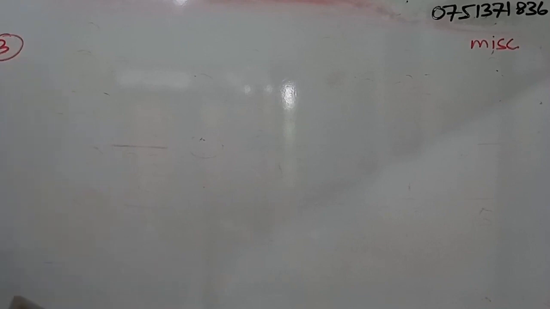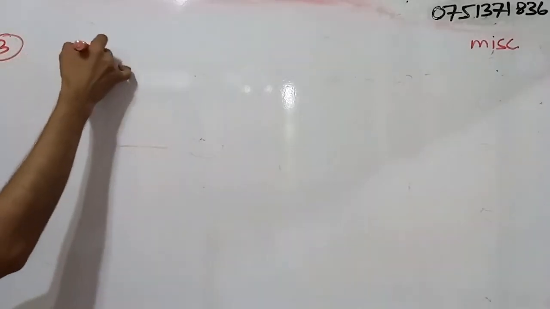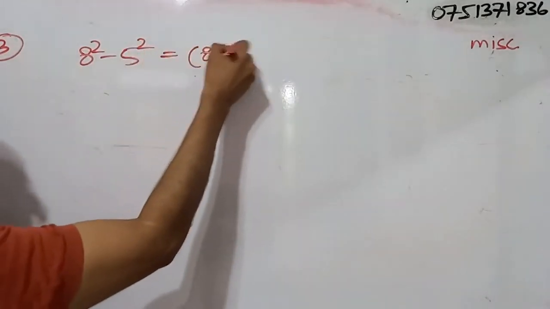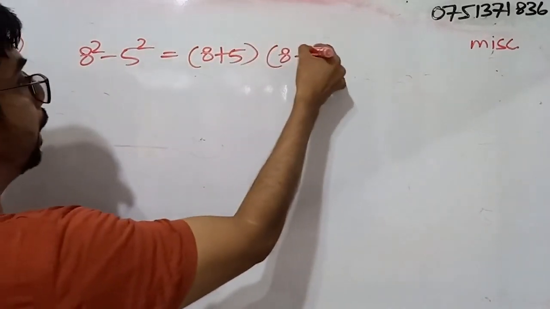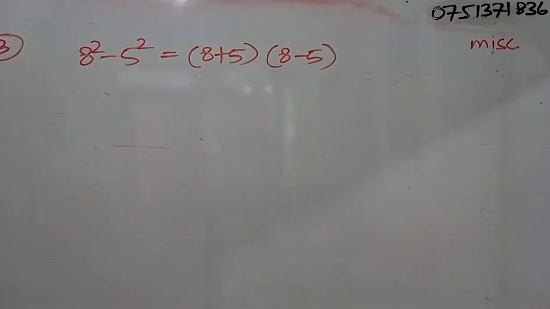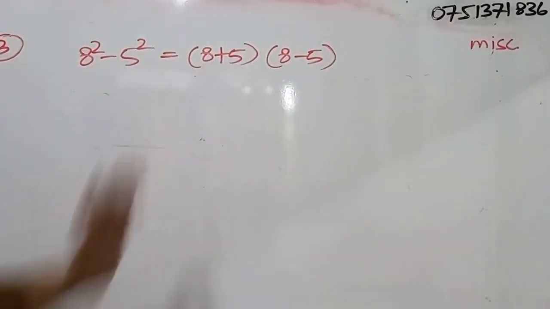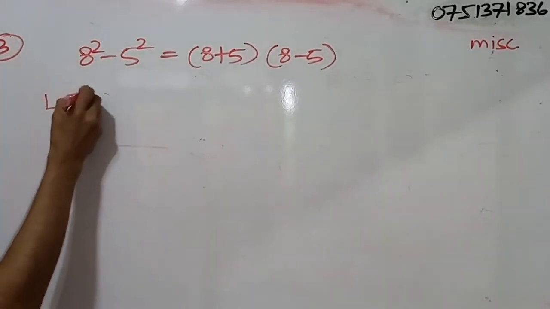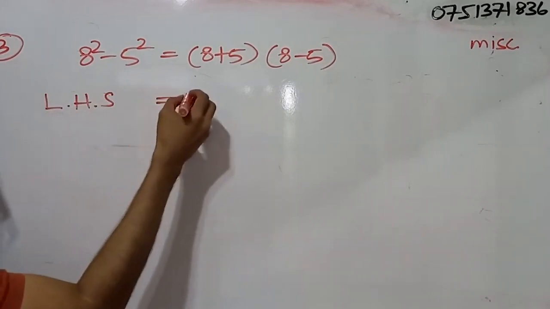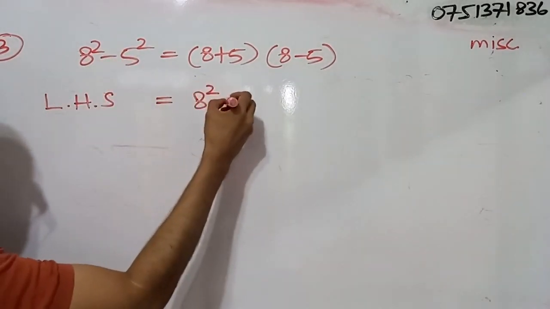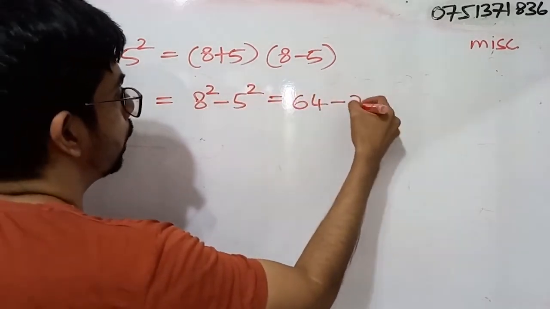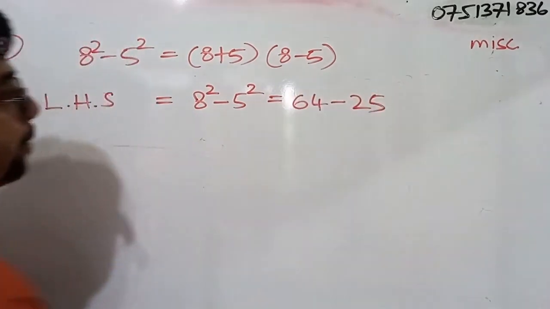Question number 3. Show that 8 squared minus 5 squared is equal to 8 plus 5 times 8 minus 5. And show the same relationship for another pair of perfect squares. This is the left hand side, this is the right hand side. Okay, so we will simplify the left hand side. So LHS, that means left hand side, right? So 8 squared minus 5 squared. 8 squared means 64, minus 25, sorry, 5 squared means 25, right?